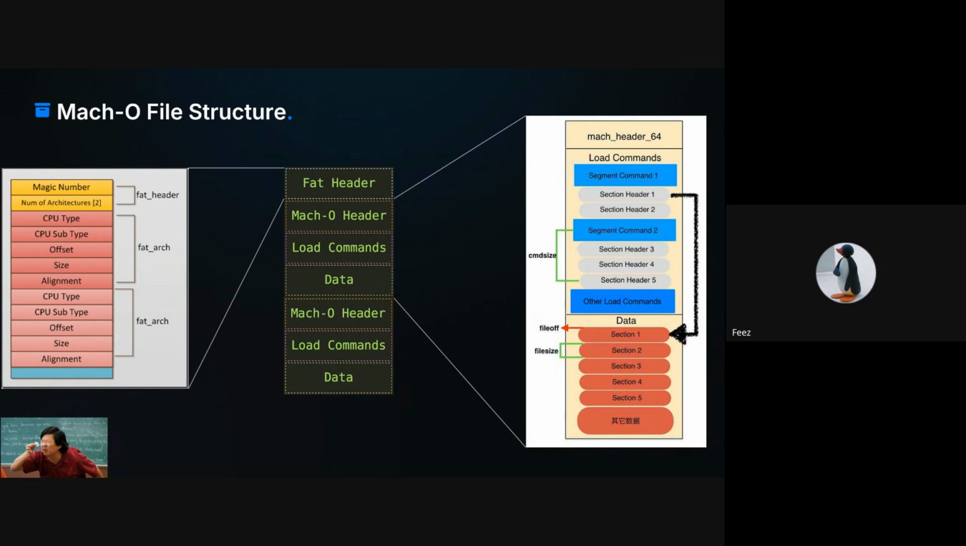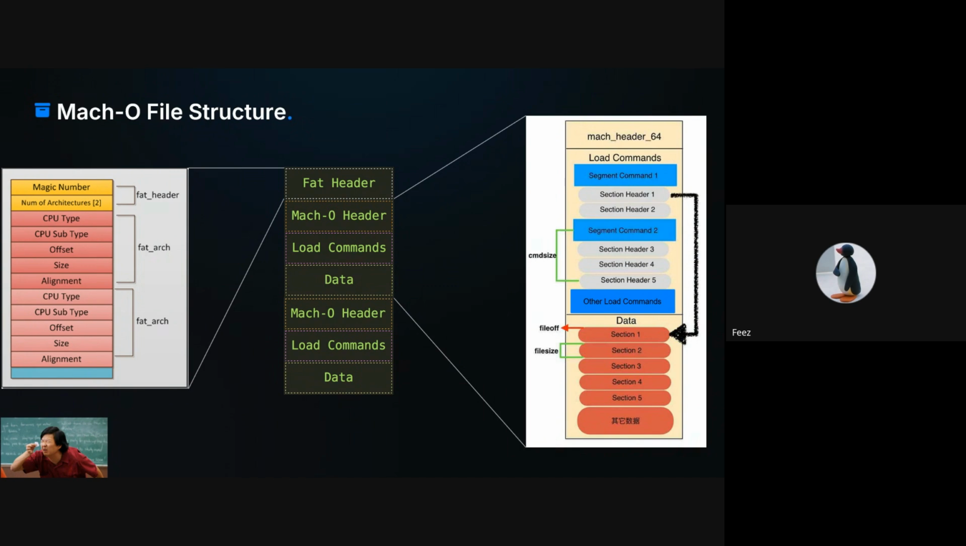And then it shows that it has two architectures inside; you can see that the fat architecture count is two. Below is their respective structure, which we already explained before. They have different size and alignment for memory, and the offset. After it chooses the architecture, the offset is where the slice begins in the file.